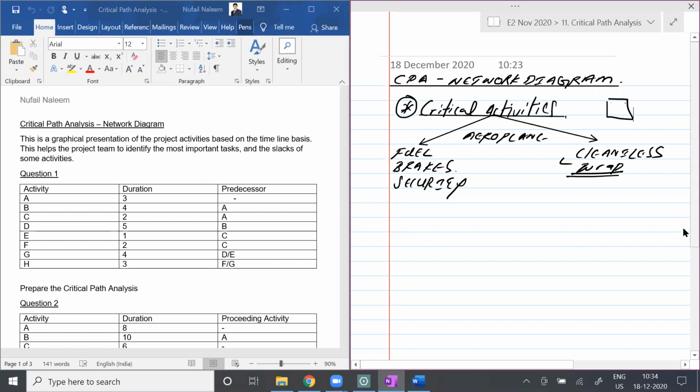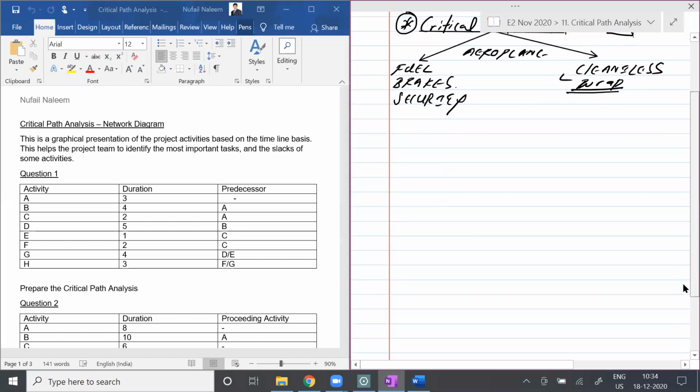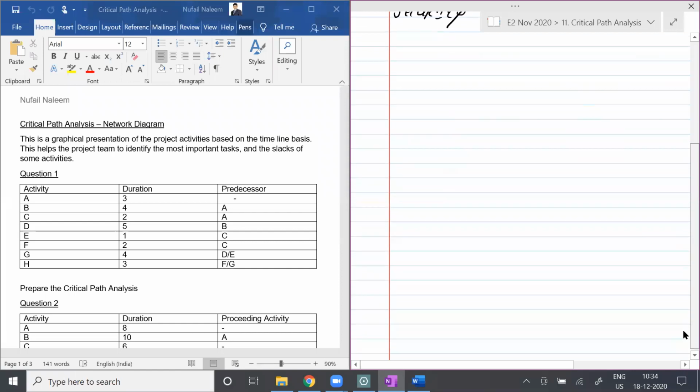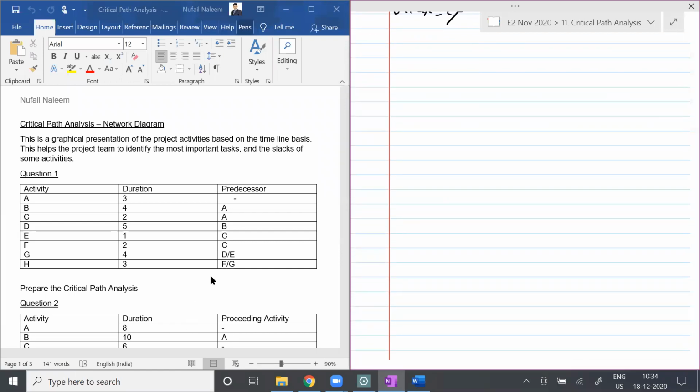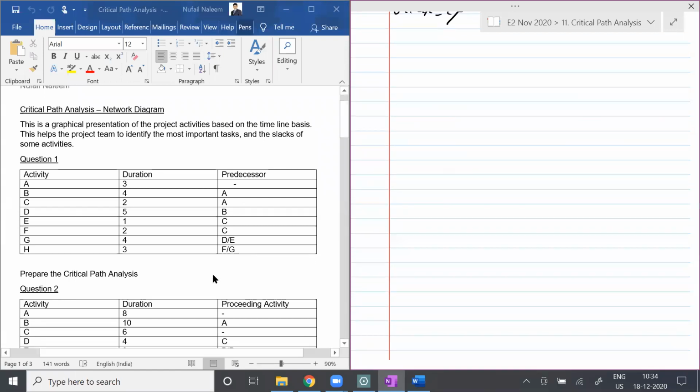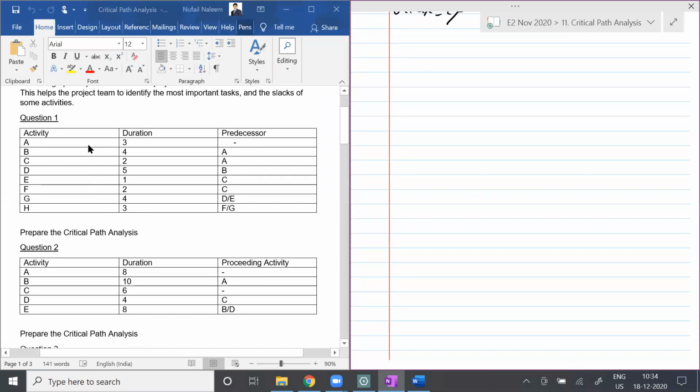Students, now I will just guide you on the application. Do you observe this question here? Here they have given activities A, B, C, D, E, F, G, H. A is the first activity. Why? Because in order to start A, do you need to complete any activities? No. Do you see a dash here? But if you want to do B, you need to start doing what?